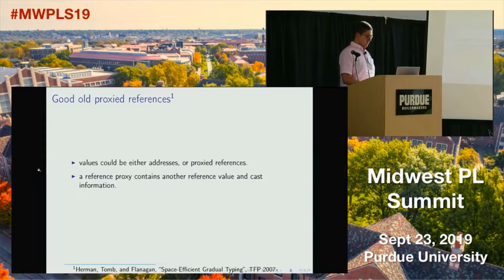So the traditional way to support mutable state or references in a gradually typed language is, each time we cast one of the pointers in the program, to wrap it in a proxy. And every time we do a read or write from that address, we have to go through the proxy first and cast the value we read or write appropriately. So the values of that type can be either addresses or proxies. And this proxy contains cast information that we use when we cast at read and write sites.